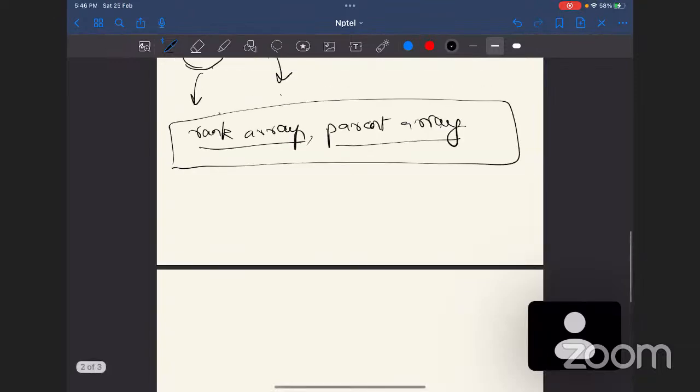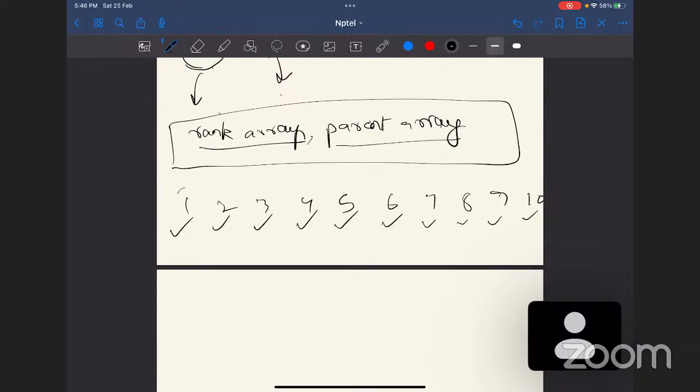Initially, we have 1 2 3 4 5 6 7 8 9 10. Initially, every point is parent of itself. So 1 is parent of 1, 2 is parent of 2, 3 is parent of 3, and so on. And initially, the rank of each point is 0. Now, let's say we want to union 1 and 2. We will find the parent of 1, and we will find the parent of 2.